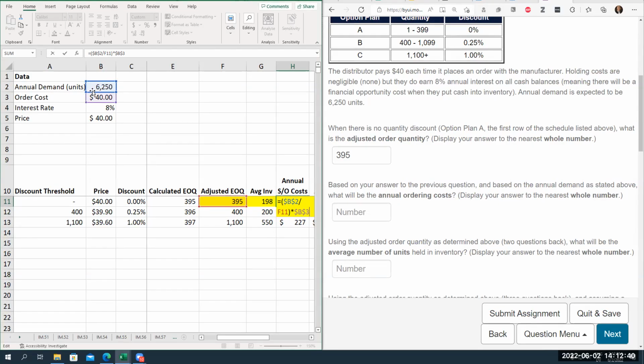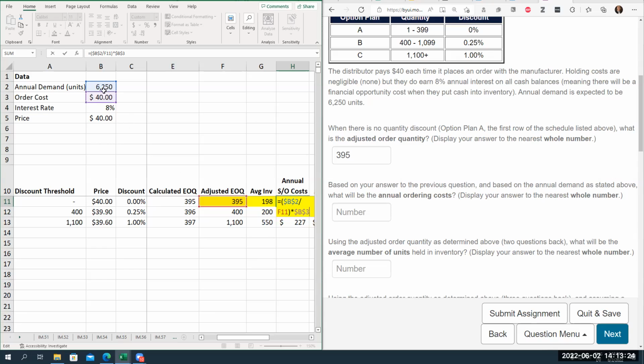If I'm going to order 6,250 all year long, that's my total demand. If I divide that into EOQ buckets, that tells me how many orders I'm going to make this whole year. Does that make sense? So I'm taking 6,250 divided by 395, which is how many orders I'm going to make every year. How many orders is that? 15.8.